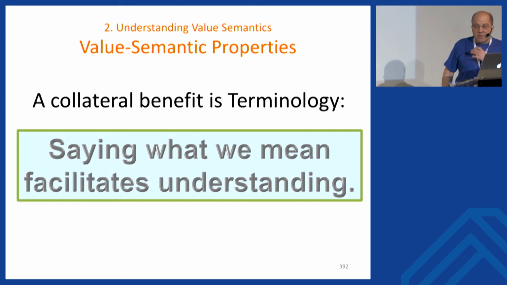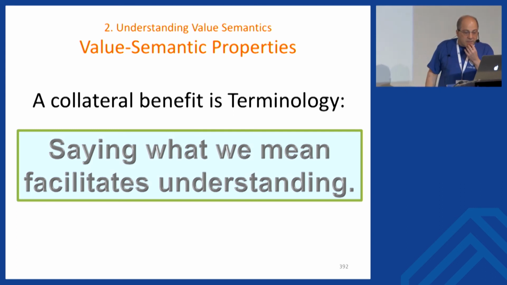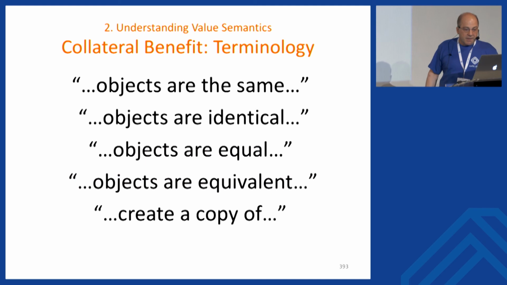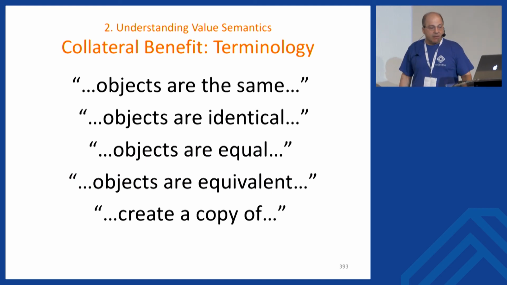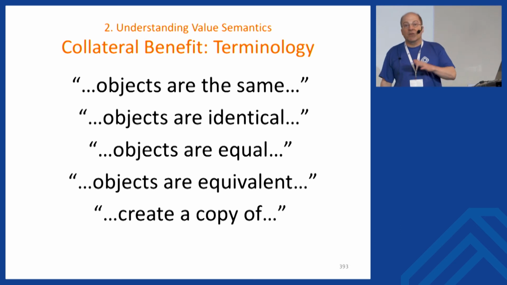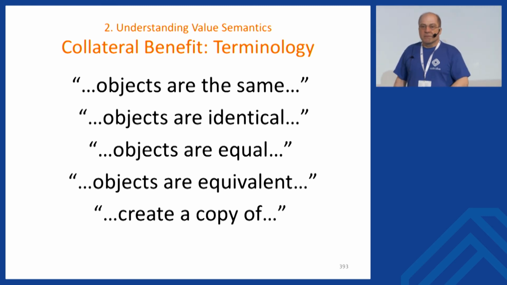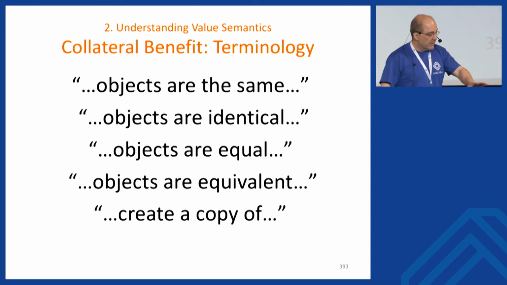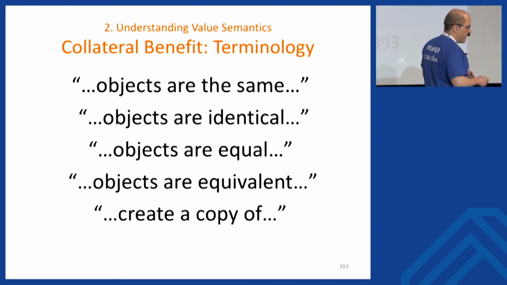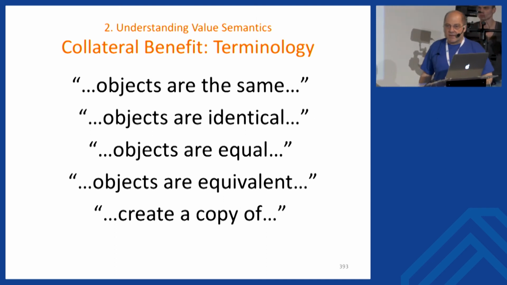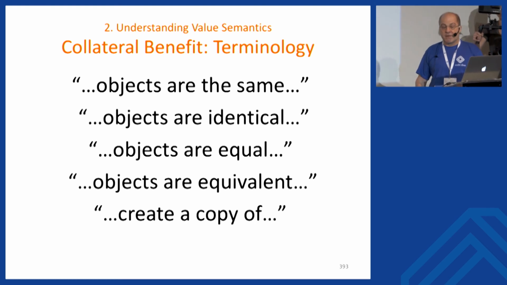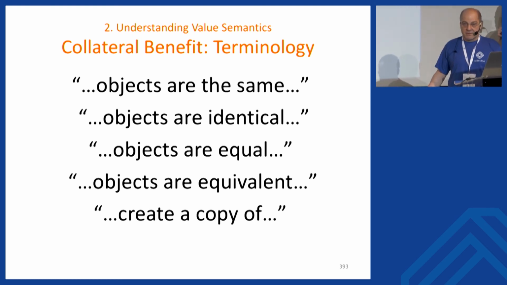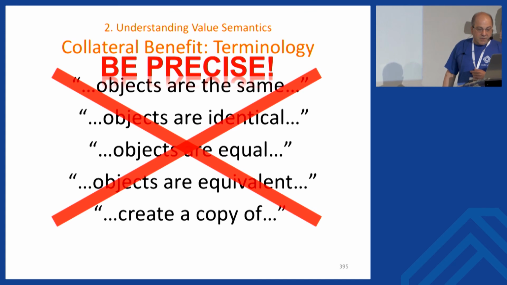Saying what we mean facilitates understanding. I just told you what I meant, which is that static, struct, good. Objects are the same. Objects are identical. Objects are equal. Objects are equivalent. This is all crap. Don't say those words. Never, ever again use the word equal in documentation. Please. At least not for this. You say they have the same value or they don't have the same value. We don't need four of them. They have the same value, they have different values. They either are the same or they're not the same. That's it. Okay, be precise.